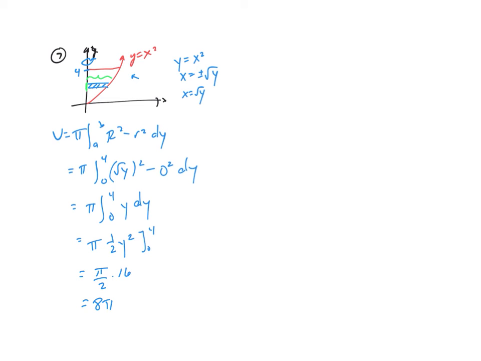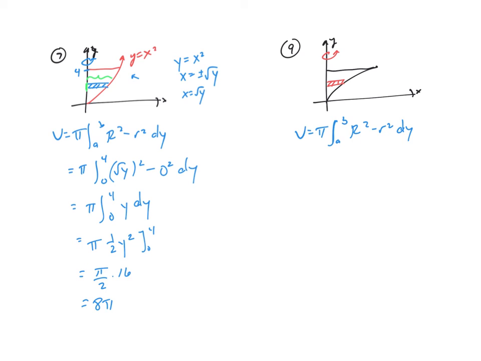Number 9. 9 is similar to 7 because we are going around the y-axis. So let's see, this is our region now. And on the y-axis, we draw our rectangles horizontally, which means that everything will be in terms of y. So volume equals pi, a to b, of big R squared minus little r squared dy. 0 to 1, remember everything's y values.